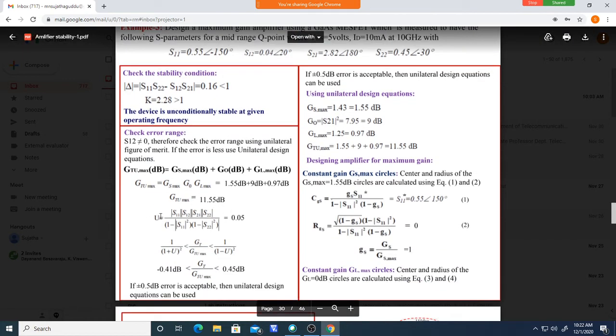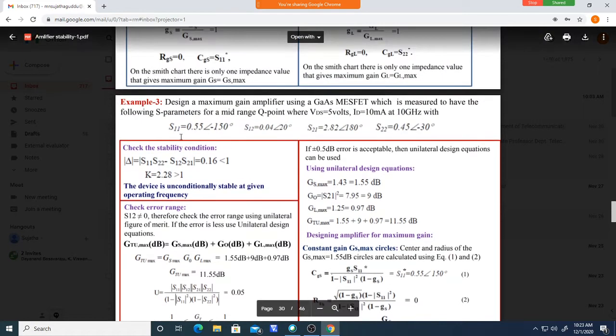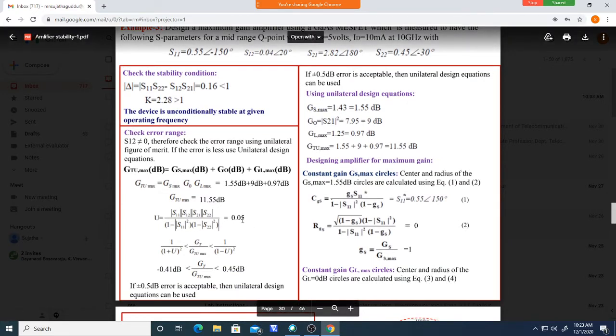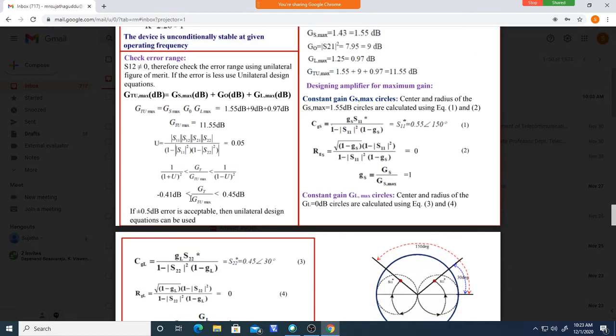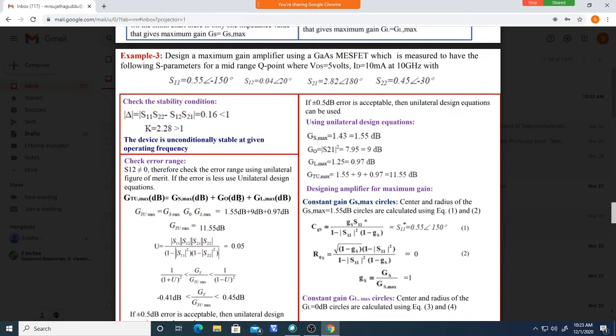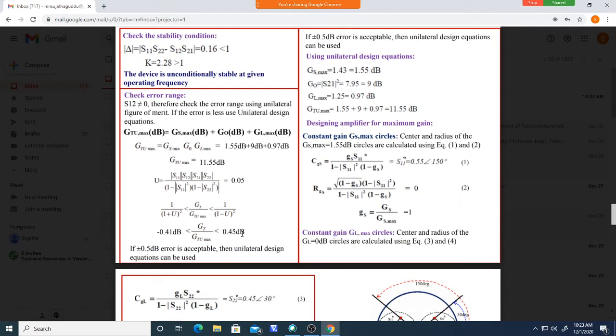So this is the unilateral figure of merit. Substitute all these values, see these values. By substituting that, I got 0.05, and again you put this and calculate the error range. See this one, it is 0.45 dB. 0.45 is very much lesser compared with our required gain. The required gain is 11.55 dB, but the error that may occur is 0.45 dB. So you can use a unilateral design.